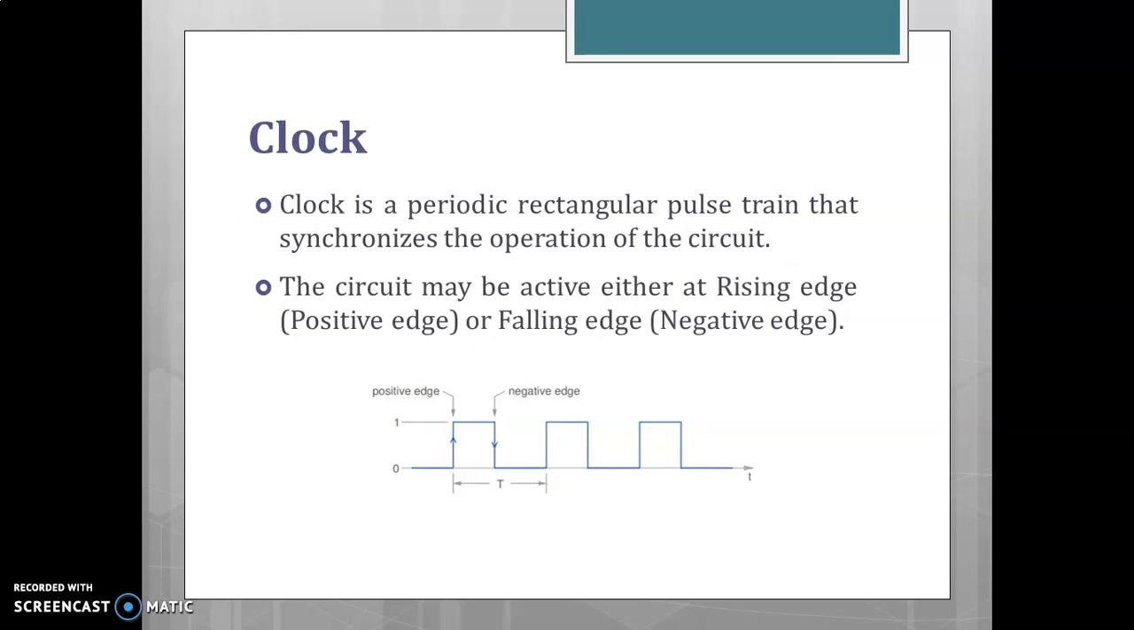Next, clock. The clock is a control signal. The clock is a periodic rectangular pulse train that synchronizes the operation of the circuit. The circuit can be active either at the positive edge or at the negative edge.